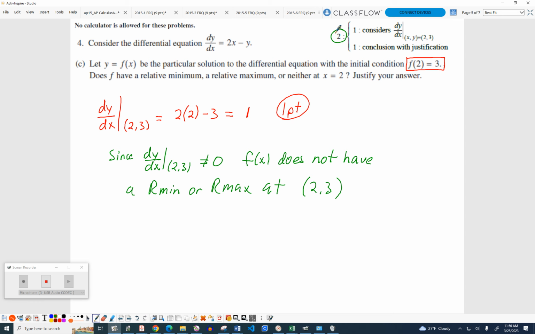On mine, I put, is this a good enough justification to get the point? At x equals 2 on f, there is neither a relative min nor max because the slope at that point is 1. That's perfect. That would be 2 points. That's well done.